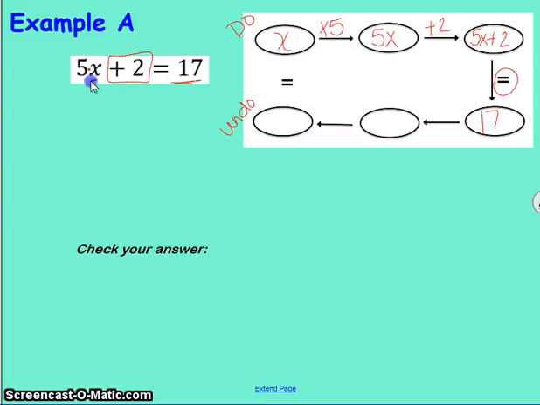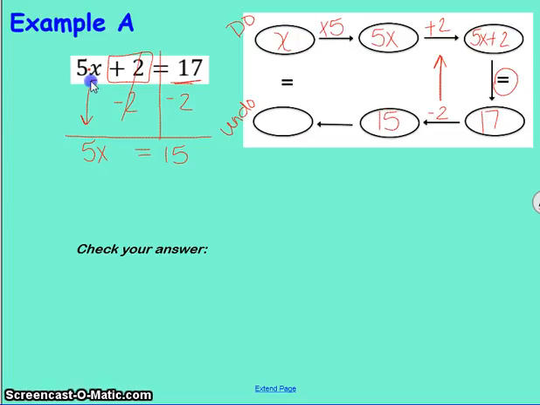And remember on Friday I said that we always use our undo steps. So the undo step would be to look up here and see what I have up here. Up there I have adding 2. Well, in order for me to undo that, I need to subtract 2. So first I'm going to draw a line through my equal sign, and I'm going to subtract 2 on both sides. 2 minus 2 is 0. Those cancel each other out. I bring down this 5x, and I bring down the equal sign, and 17 minus 2 gives me 15.